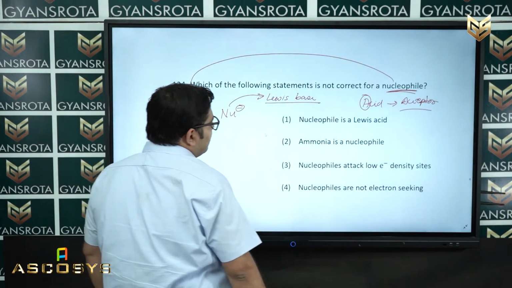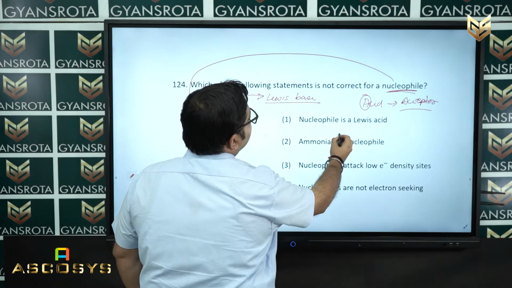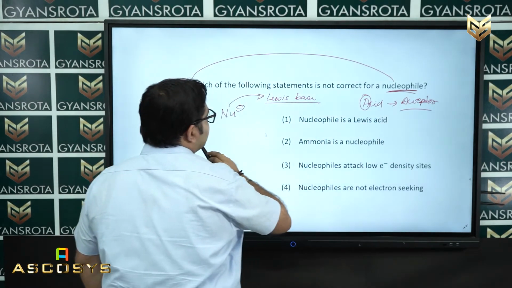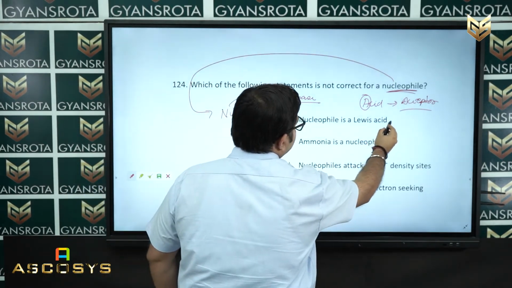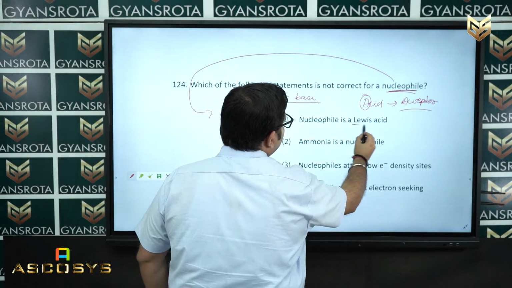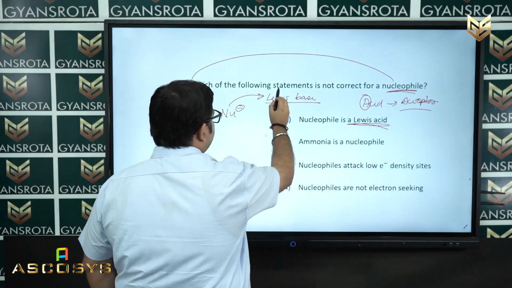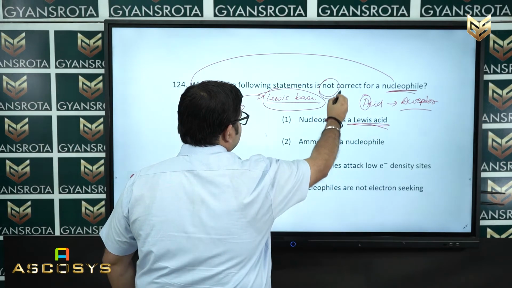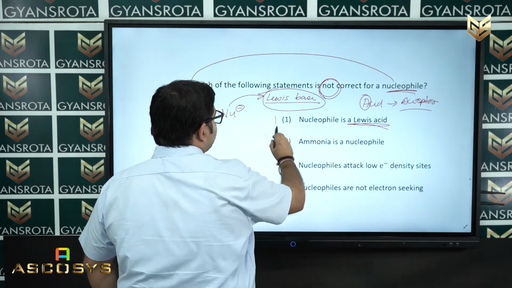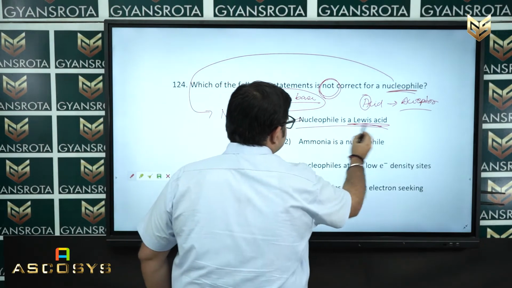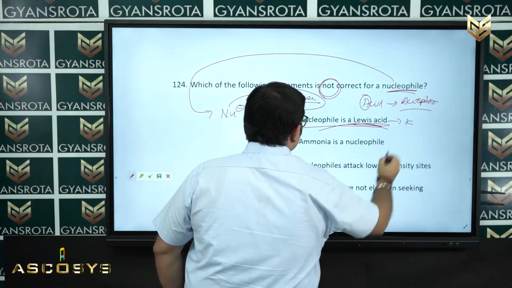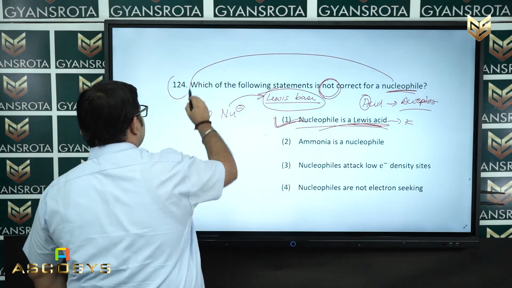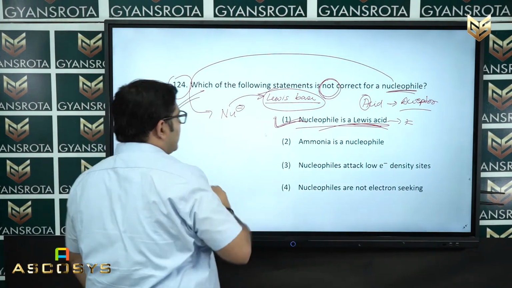Now, let us see the statements. Nucleophile is a Lewis acid. Sorry, nucleophile is a Lewis acid they are mentioning, but I already mentioned Lewis base. So, here they are asking to mark the not correct statement. So, your option number 1 is the not correct statement. So, option number 1 is the correct answer of your question number 124.